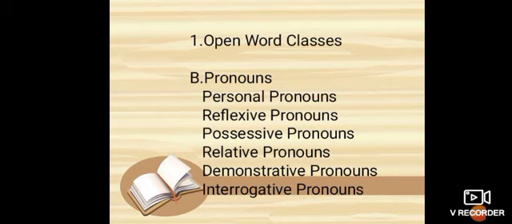For example, what is the time? What indicates interrogative pronoun. What a beautiful girl. What a beautiful garden. What a beautiful home. What a beautiful college. What a beautiful dress. What a beautiful watch. These are such kinds of questions which begin with a WH word. When these words begin with a WH word, they are called interrogative pronouns. Thus, these are 6 kinds of pronouns.